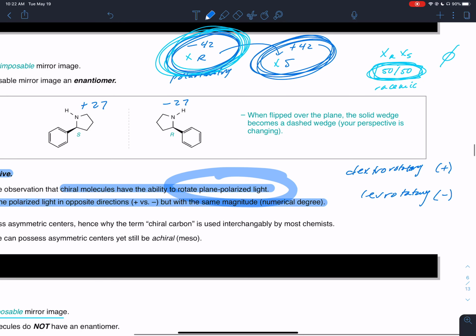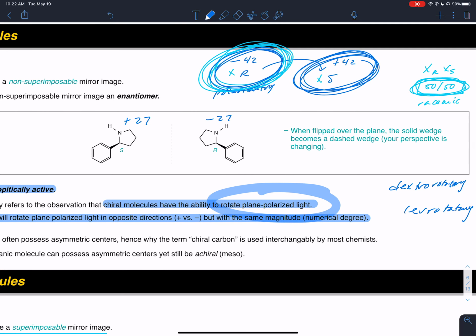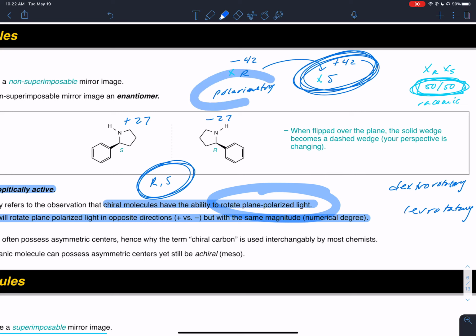So again, if you were just told that a compound had certain configurations, you don't know if it's dextrorotatory or levorotatory, plus or minus. That has to be experimentally determined via polarimetry, all right? But if we know the optical activity of one enantiomer, we can make a statement about its other non-superimposable mirror image partner, its enantiomer.